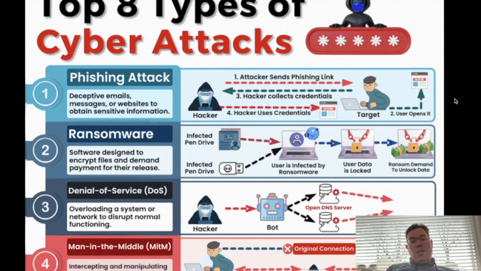Today we're going to talk about 8 different types of cyber attacks, and these are in the top 8, the most frequently used by attackers/hackers. Without further ado, let's go to number 1, which is the phishing attack, something I see on a daily basis.